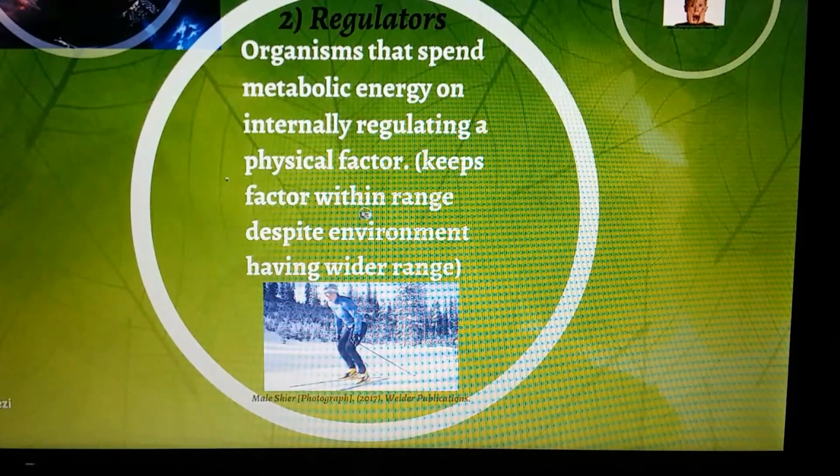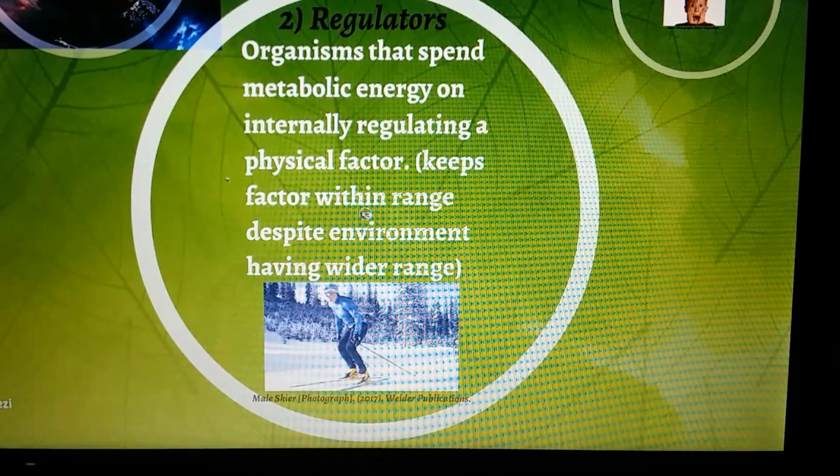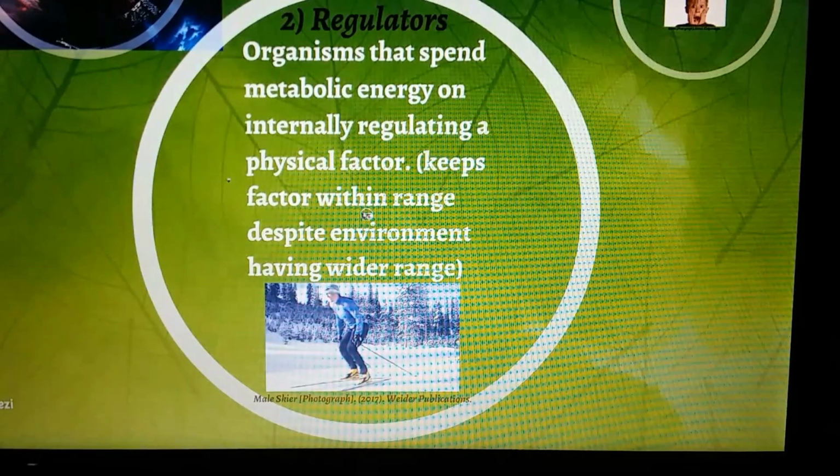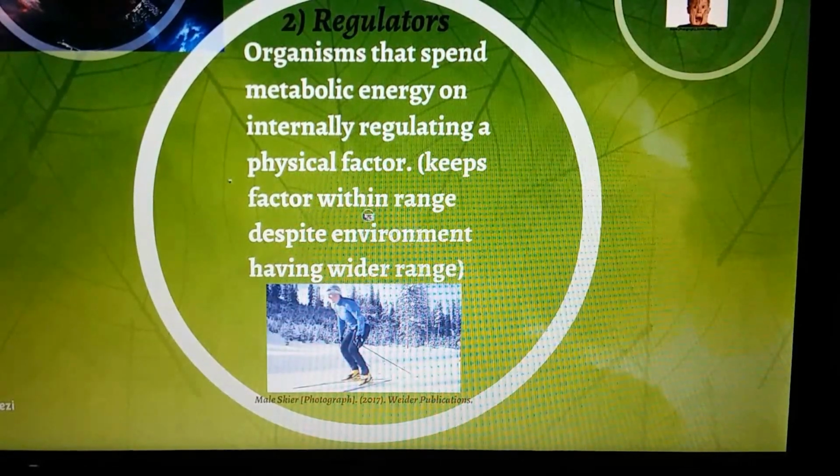So it's kind of like stubbornness or like homeostasis. You're stubborn to maintain homeostasis. And that's what humans do when they go out in the cold, like that picture, that skier is still maintaining that 98.6 degrees Fahrenheit temperature despite the coldness around him.